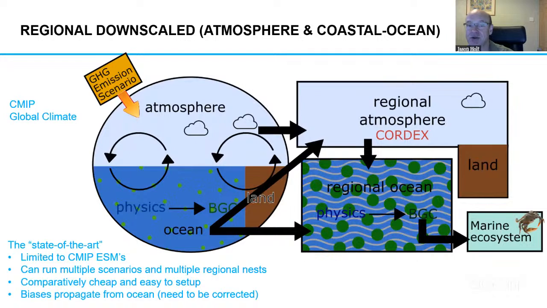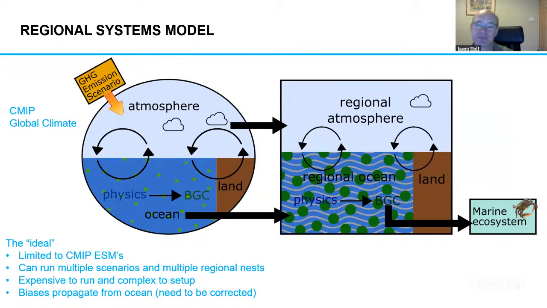Then for addressing issues of atmospheric biases, you can go to regional models like those from the Cordex project and use those for boundary conditions to downscale the atmosphere and the ocean at the same time. And then ideally you can introduce regional coupled systems, so regional system models where you have an interactive coupling between the ocean and the atmosphere for your region. These are pretty expensive and generally quite complicated to configure, but might be seen as an ideal case.